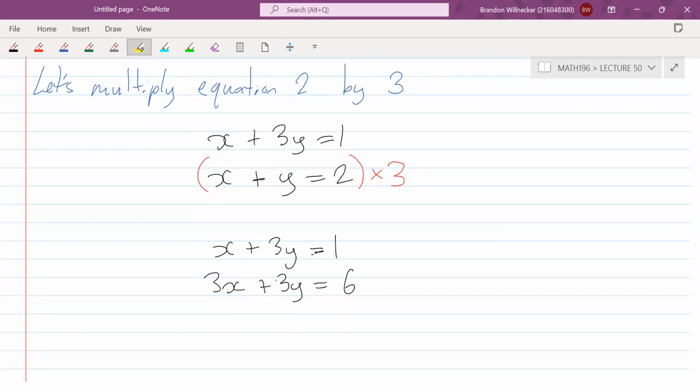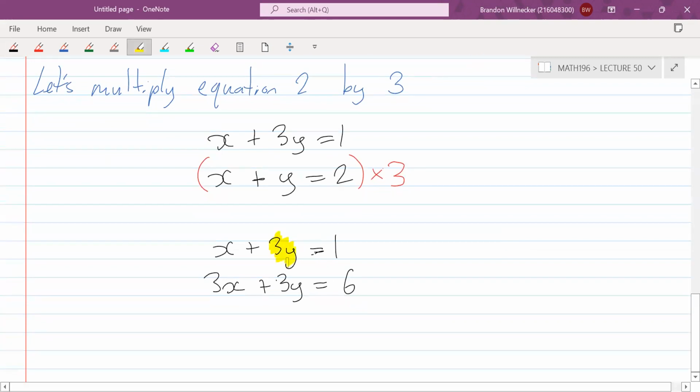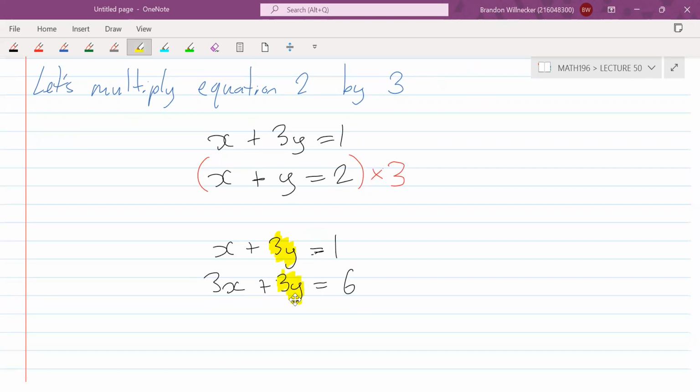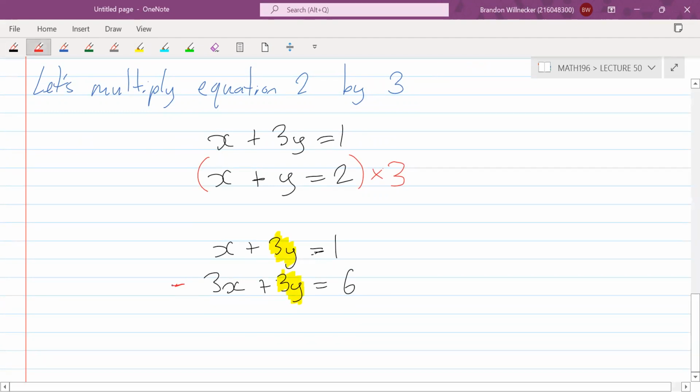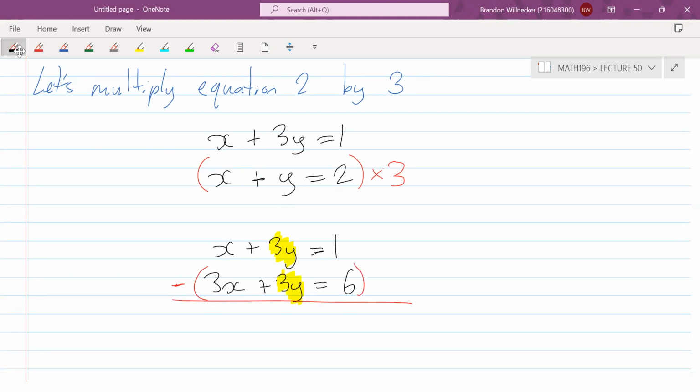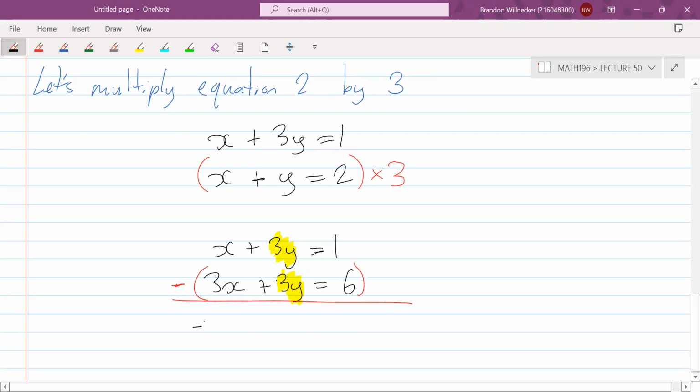Now we see that the first equation has 3y. The second equation has 3y. Remember, we're trying to get rid of the y term, so now we can just subtract the two equations. So we subtract them. And what do we get? We're going to get x minus 3x, that's going to be minus 2x. 3y minus 3y, that's going to be 0. And 1 minus 6, that's going to be minus 5.